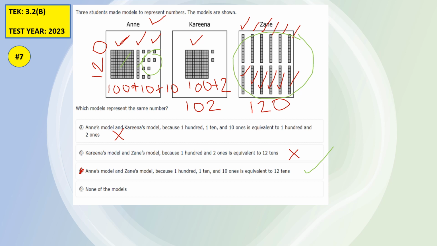So our answer is C. Did you come to the same conclusion that I did? If so, you are a rock star. Now let's move on to number 8.